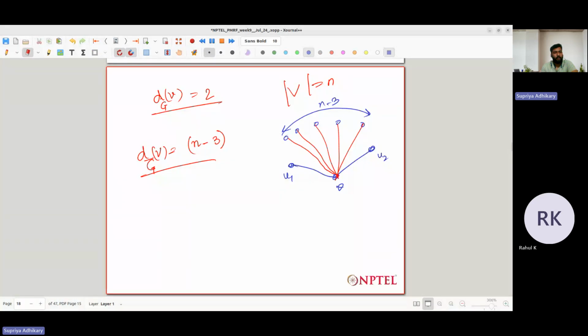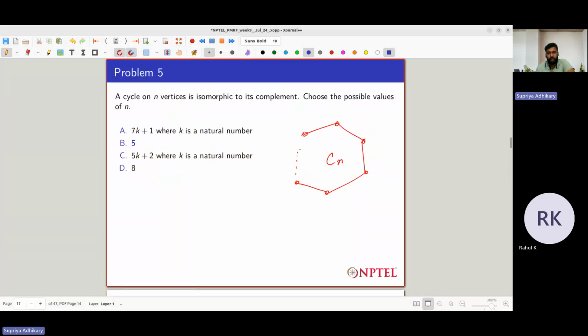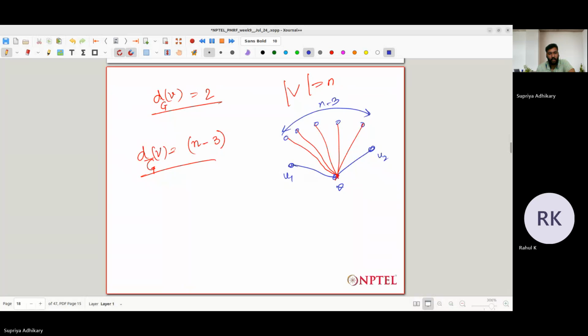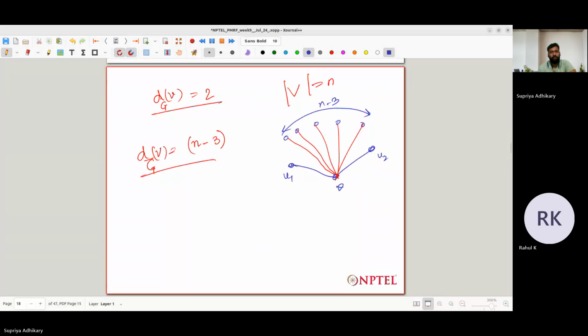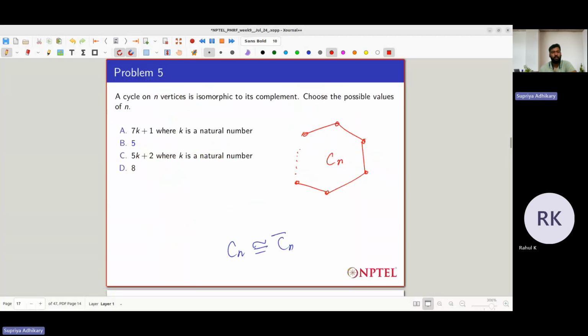As we know, in a cycle all the vertices have degree 2. So if Cn has to be isomorphic to the Cn complement, then the degree of each of the vertices in the Cn complement should also be 2. That is, n minus 3 should be 2. This implies that n is equal to 5. So n equals 5 is the only possible way such that Cn is isomorphic to Cn bar.